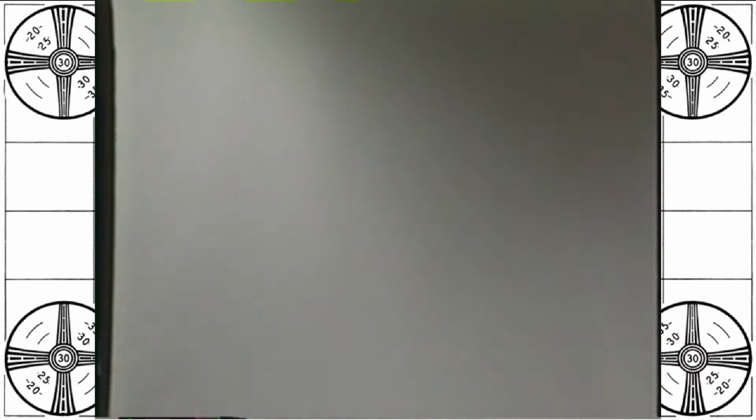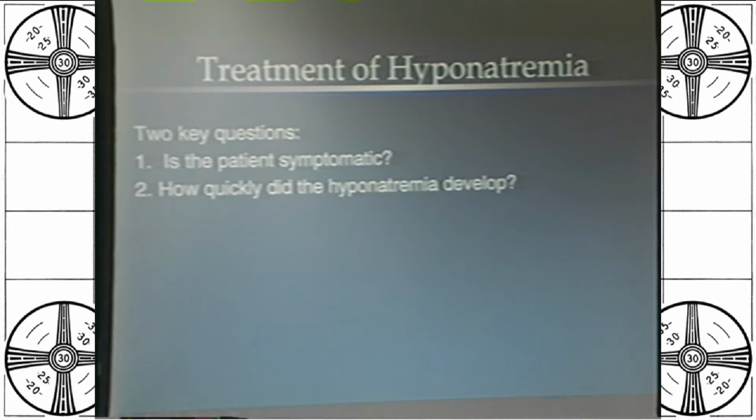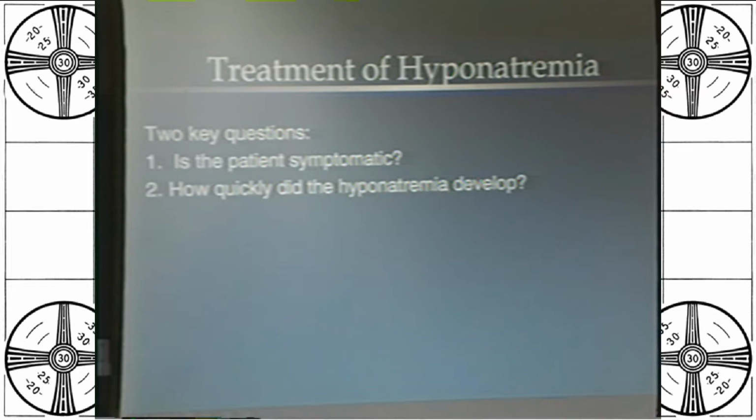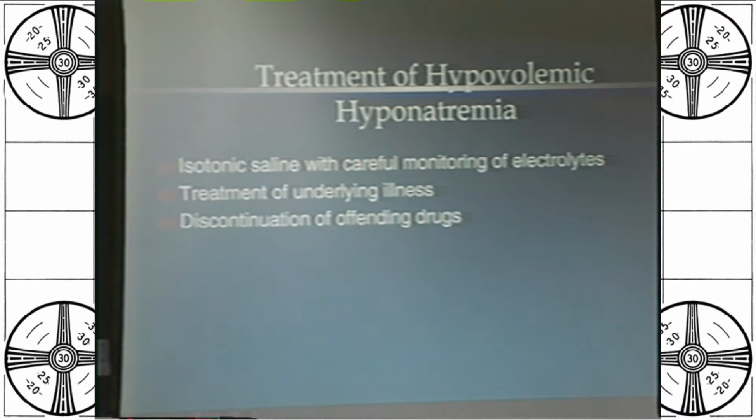Let me briefly talk about treatment. There are two key questions. Is the person having symptoms, and how quickly did the hyponatremia develop? If it develops slowly and they're not having symptoms, then treatment should be similarly slow. If the volume's low, isotonic saline with monitoring of electrolytes and treatment of the underlying illness or discontinuation of the drug. So that would have been appropriate for the patient we saw. She's somewhat volume depleted, probably because of a GI illness and a diuretic. And I say this would have been appropriate treatment for her in addition to a couple of other things.